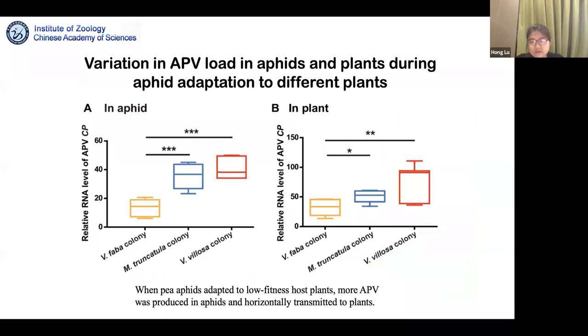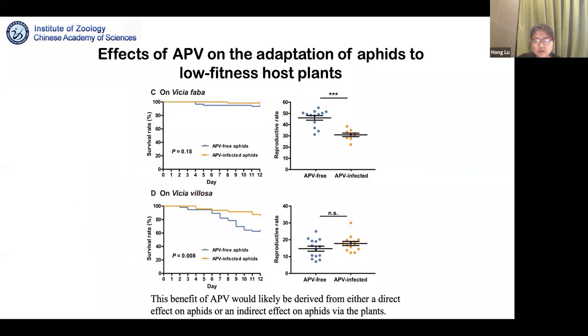The host race of PAVs exhibits the highest fitness on Vicia faba, followed by Medicago truncatula and Vicia villosa. When PAVs were adapted to low fitness host plants, more APV was produced in aphids and horizontally transmitted to plants. To explore the effects of APV on aphid adaptation to low fitness host plants, the survival and the reproduction of APV infected and APV free aphids was compared.